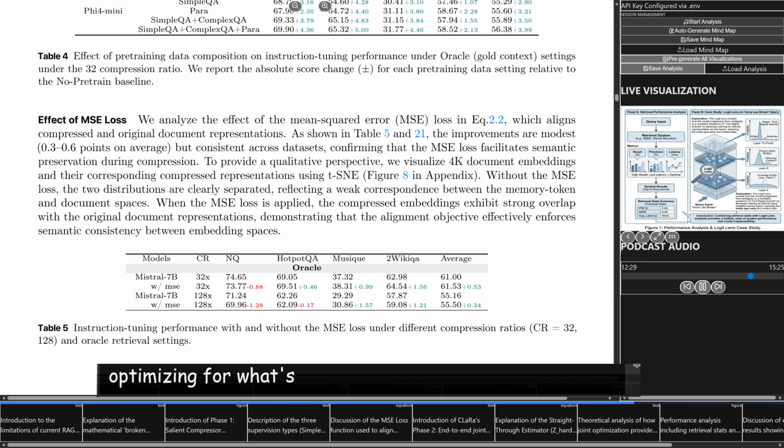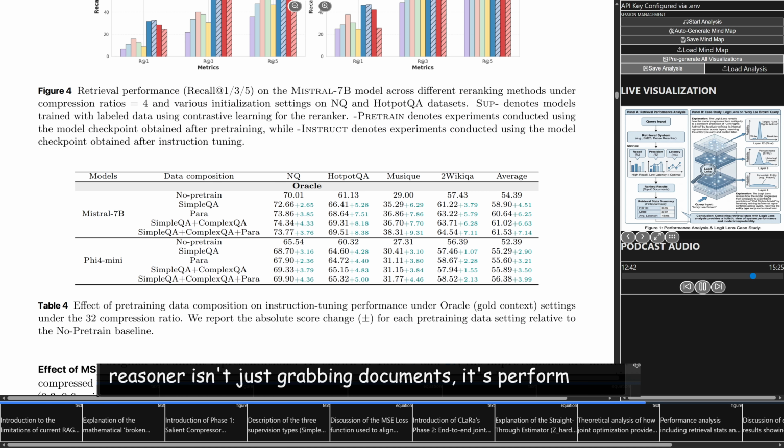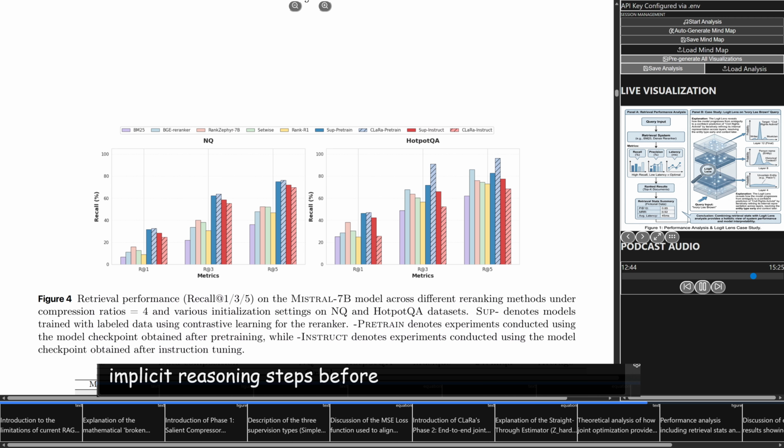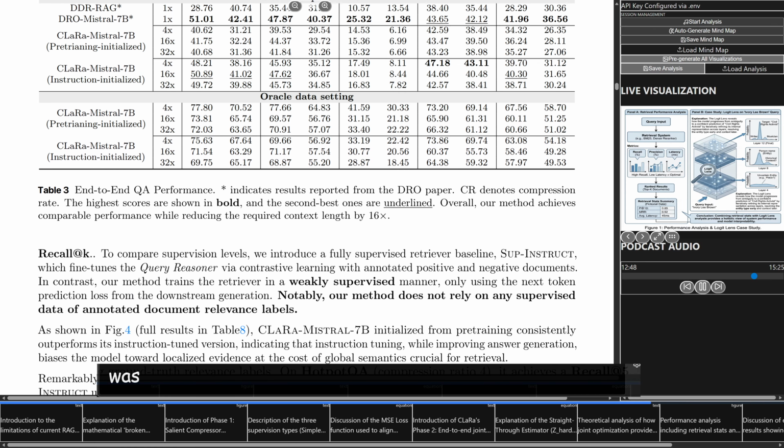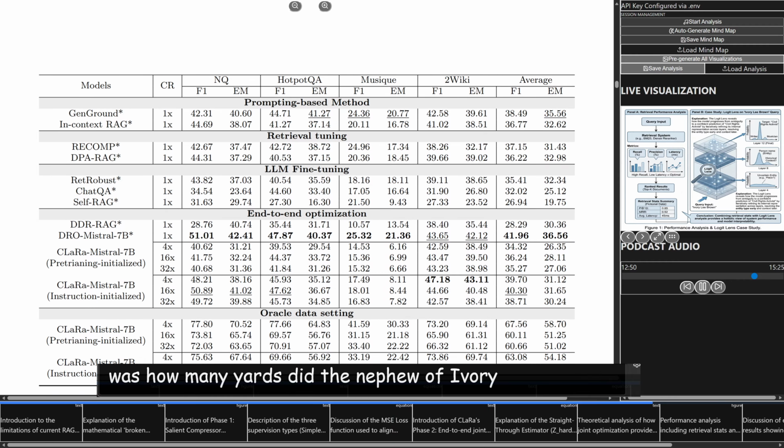It does. And this brings me to my personal aha moment from this whole deep dive, the case study they show of the query reasoner's latent ability. It's a remarkable piece of evidence. It shows the reasoner isn't just grabbing documents, it's performing implicit reasoning steps before the generator even sees anything. Okay, let's walk through the query they used. It was, how many yards did the nephew of Ivory Lee Brown get during his 2004 true freshman season? A classic multi-hop question.